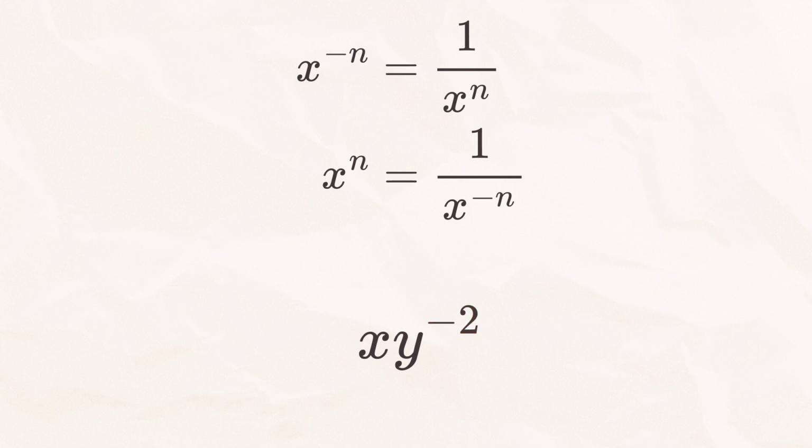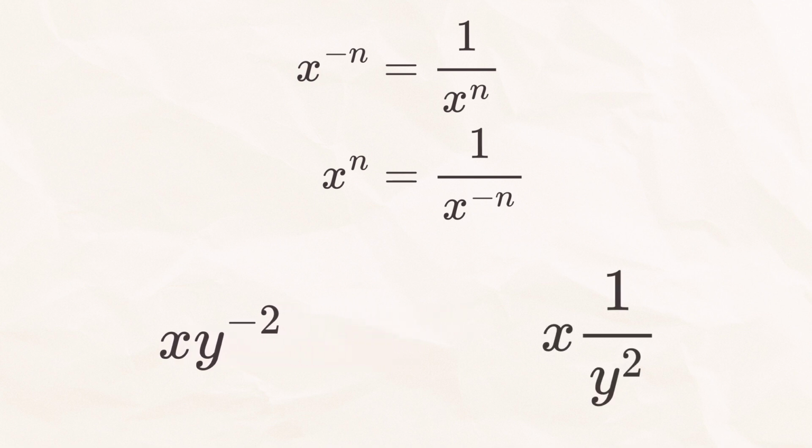But this time, we're ready. We can rewrite the y to the negative 2 as 1 over y squared. Change the x to x over 1 and multiply it by the 1 over y squared, and we get x over y squared. Our original expression boiled down to simpler terms, and absolutely no negative exponents.